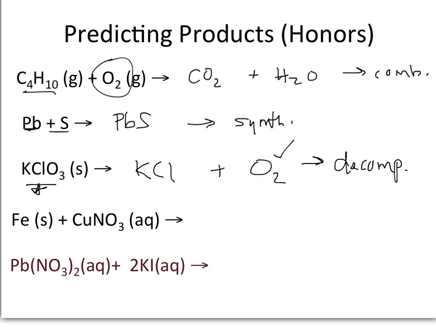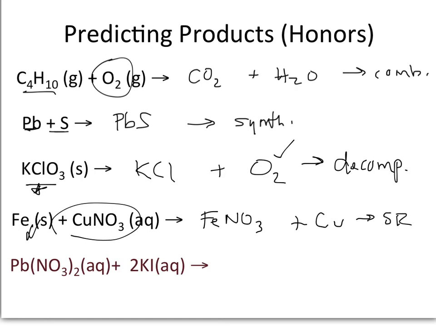All right, let's go down to this next one. What do you notice initially? You notice automatically that you have a single element by itself and you have a compound. That single element all by itself is a metal, and the compound is an ionic compound. So this should scream single replacement to you. In this case, guys, FeNO3, they're going to swap places, plus Cu. So this is a single replacement reaction. Very, very straightforward.